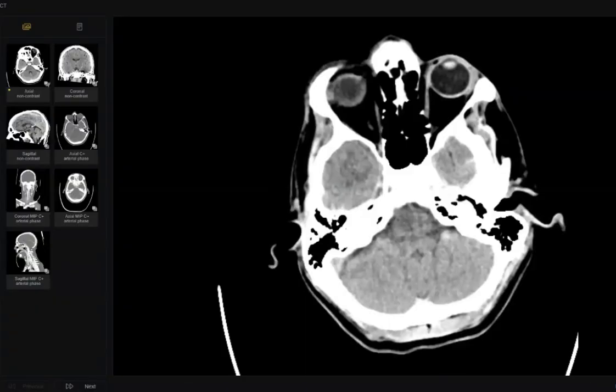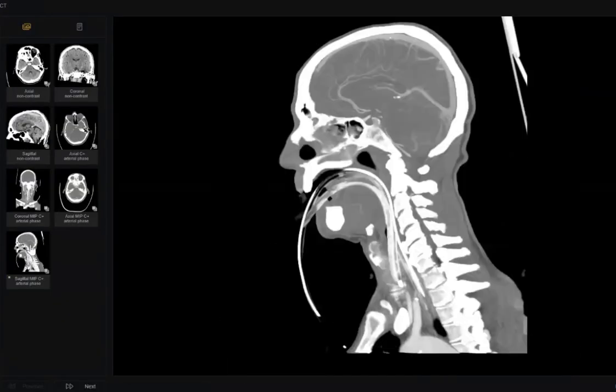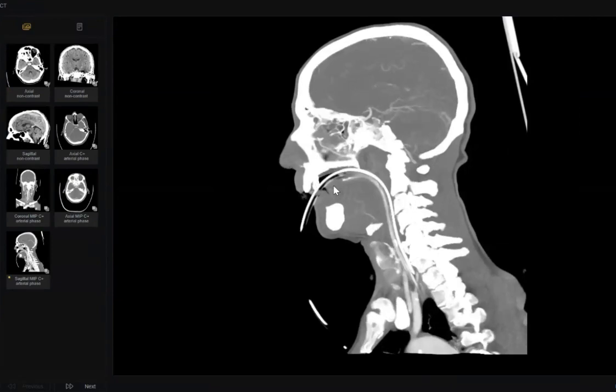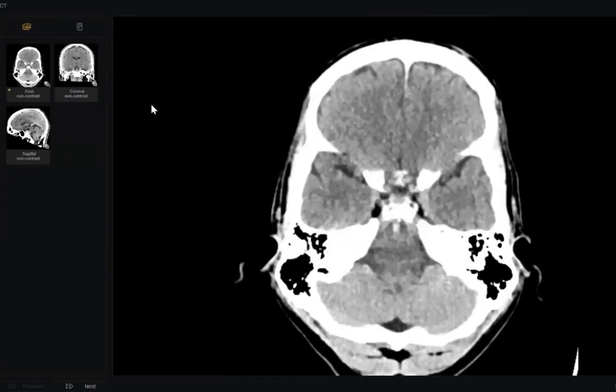But if you didn't pick this up from the plain CT, it will not be good for you. Here the CT angio is showing tip of the basilar occlusion. But the most important is the non-contrast. Okay, my colleague, thank you so much.